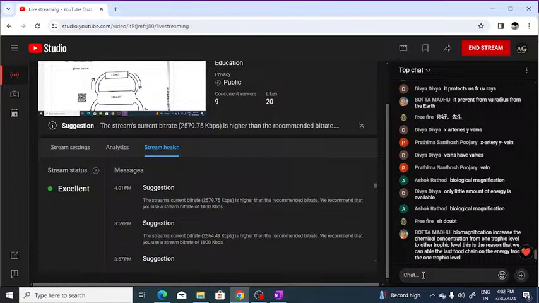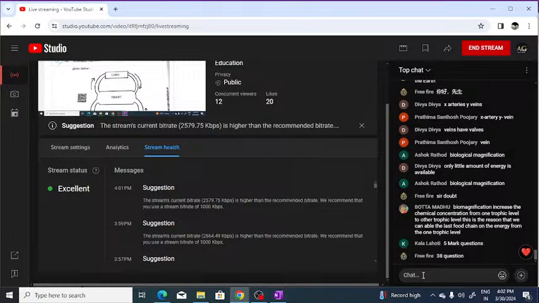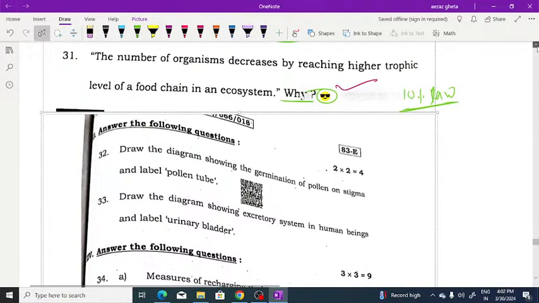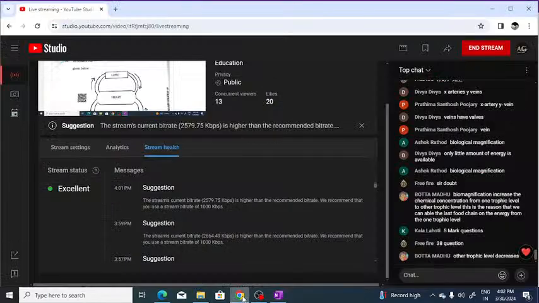Biomagnification increases the chemical concentration. Yeah, that's correct, Bota Madhu. But Ashok Rathod, no. Bota Madhu, it's not that. The question was what? Let us read again. Number of organisms decreases on reaching higher trophic level. No, it is the 10% law, beta. That only should be written. The 10% law is the only reason for that.